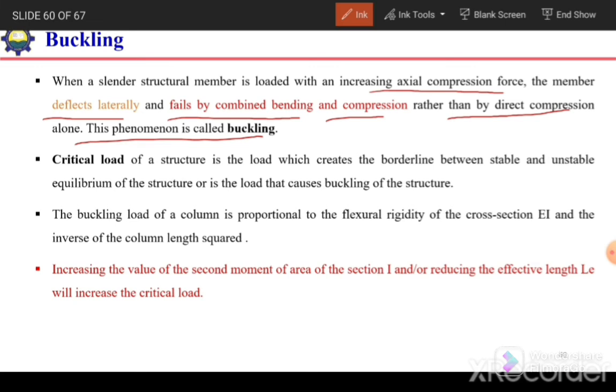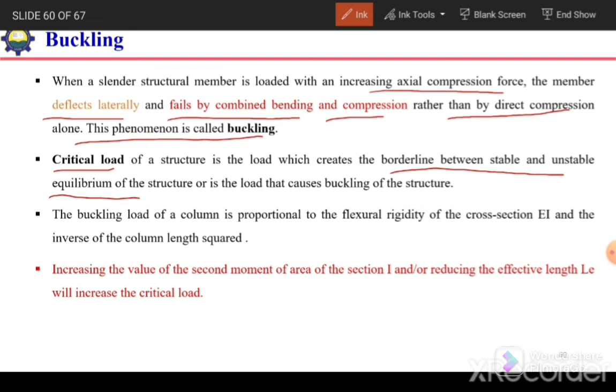So this phenomenon is termed buckling, the lateral buckling of an axial compression member. The critical load or the buckling load of a structure is the load which creates the borderline between stable and unstable equilibrium. If we apply the load in the axial direction, it will definitely deflect in the lateral direction, but up to a certain amount of load, when we remove the load, it will come back to its original position. But as we go on increasing the load, there will be a sudden increase in the deflection and the structure will fail and become unstable.